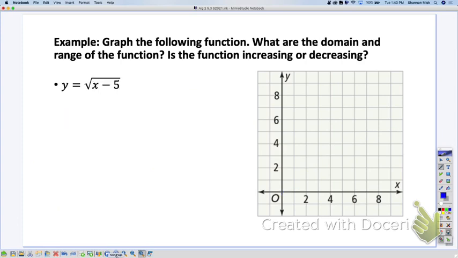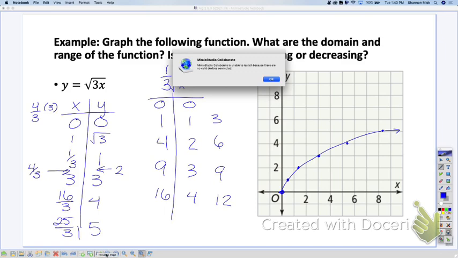So, what happened here? Square root of x half. Did the domain or range change? No, still 0 and 0, right? Because the vertex didn't move, did it?